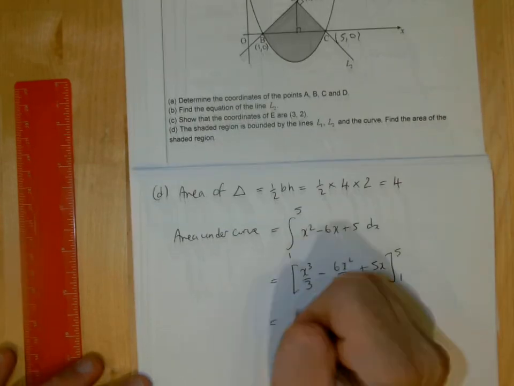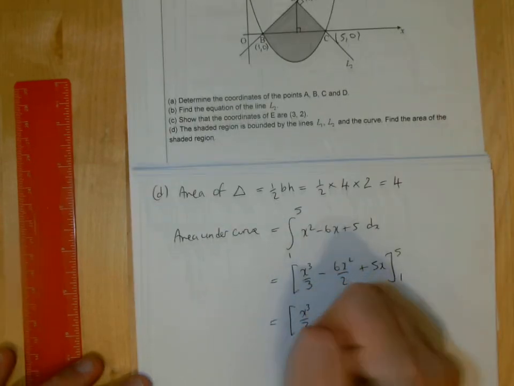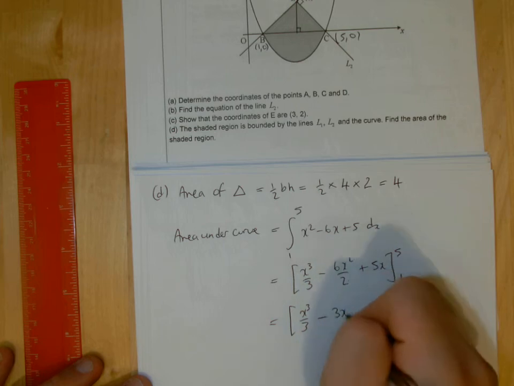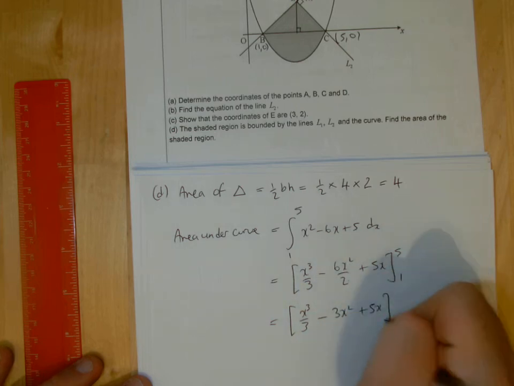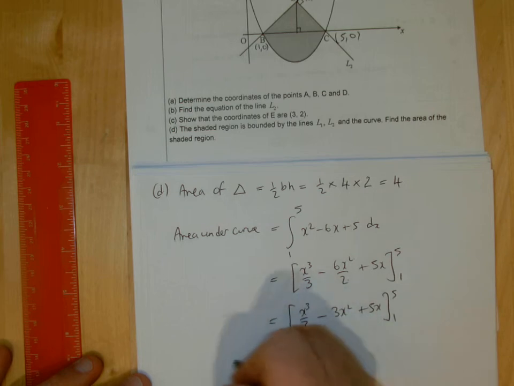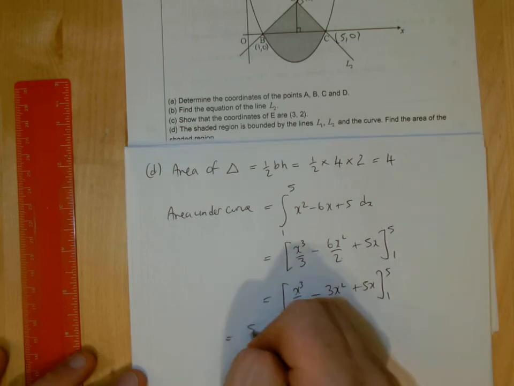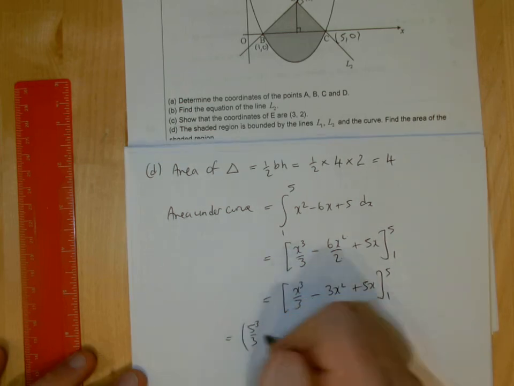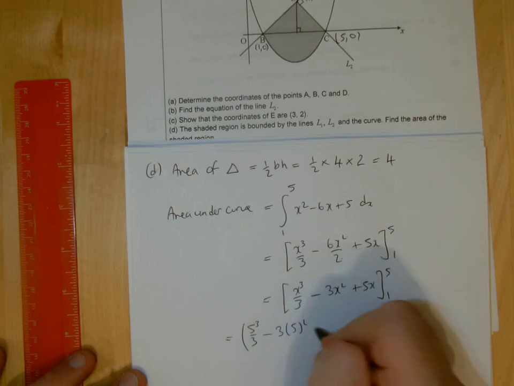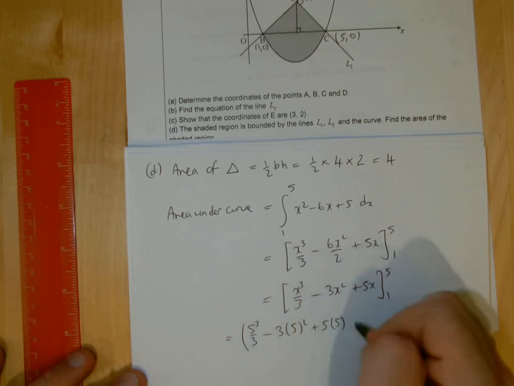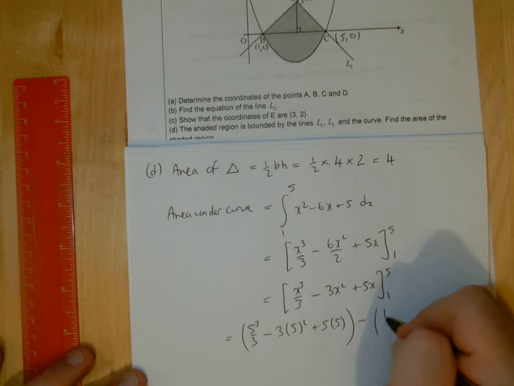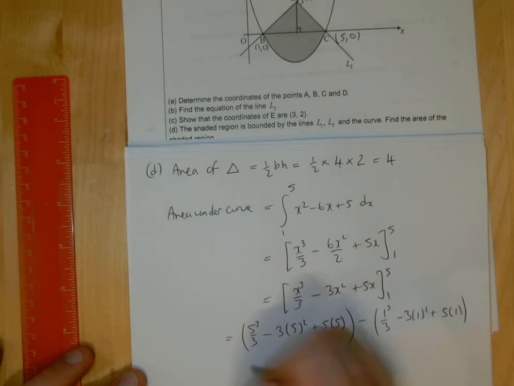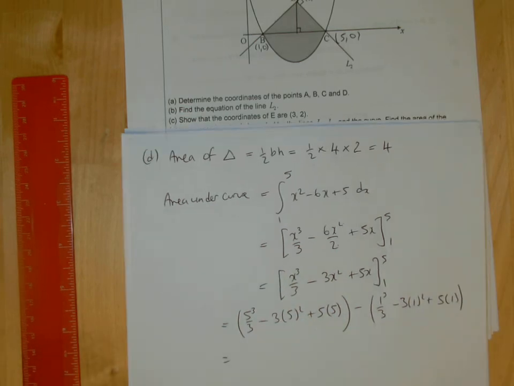So if you want to make this a little bit more pleasant, 6 over 2 is 3, isn't it? So we plug 5 in. We'll have 5 cubed over 3 minus 3 times 5 squared plus 5 times 5. Take away then, we put 1 in there. So 1 cubed over 3 minus 3 times 1 squared plus 5 times 1. I'm going to work out each bracket separately.